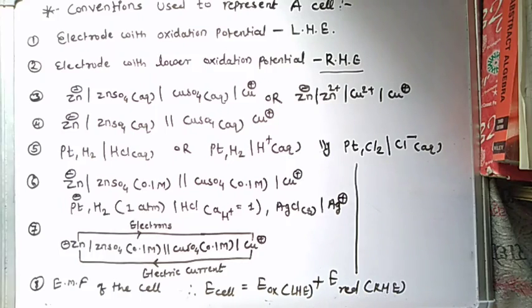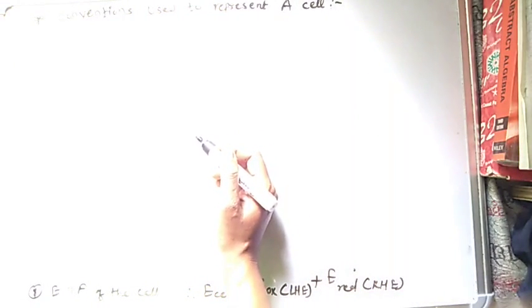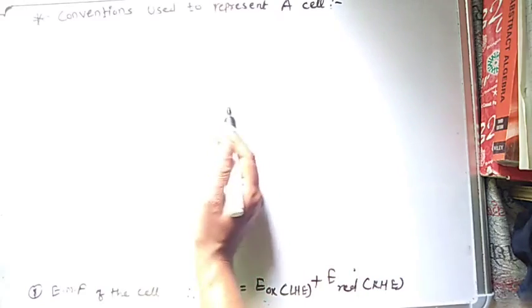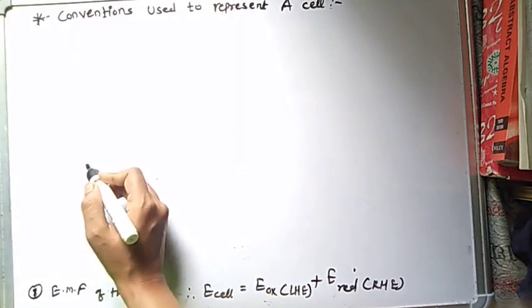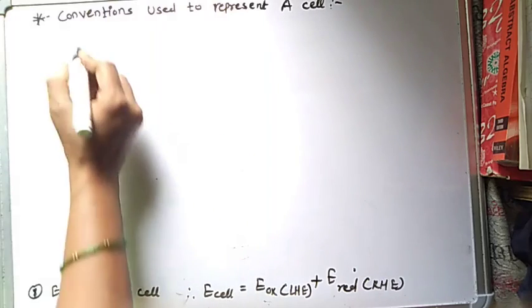Also, the EMF of this cell, in case the potentials of both electrodes are stated in oxidation or reduction potential, both potentials will be different. In that case, we can write the EMF of the cell as E cell of the left hand electrode plus right hand electrode of the oxidation potential. And if both electrodes are shown in oxidation or both electrodes are shown in reduction potential, it will be written as follows.